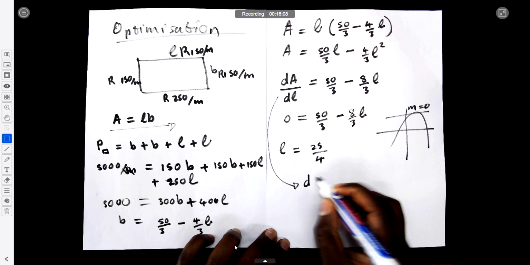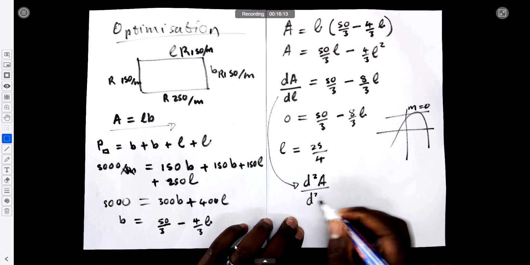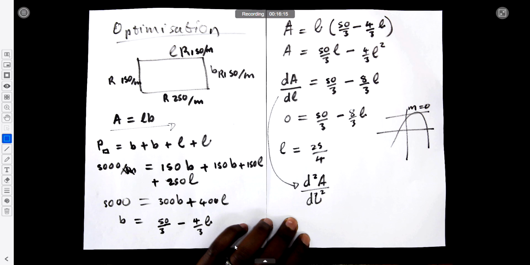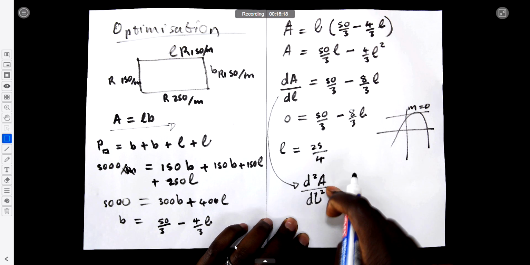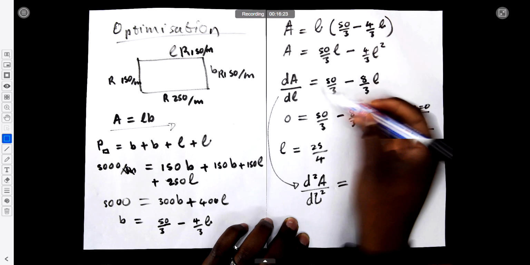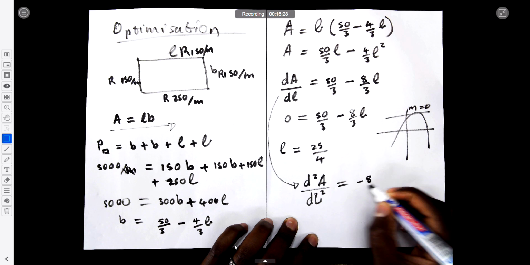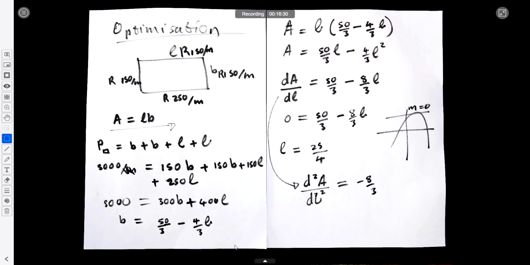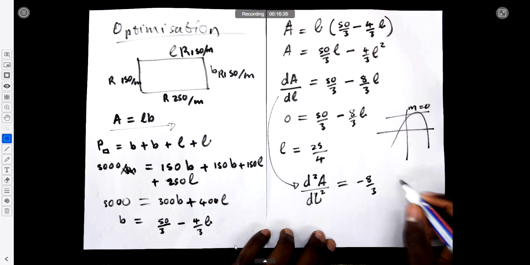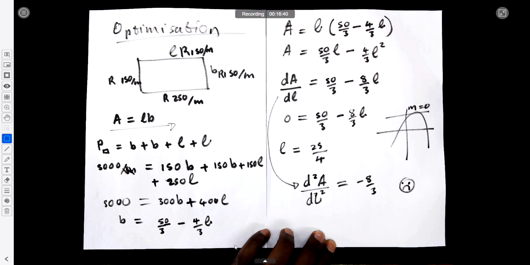But I'm saying you have to differentiate the area twice, d squared A over dL squared, isn't it? So differentiate the area twice in terms of the length for the second time. So this is going to be 0, therefore minus 8 over 3, isn't it? Here there's no L to substitute the value into. It proves that this is a maximum. Remember, a negative value represents your maximum, a sad face.